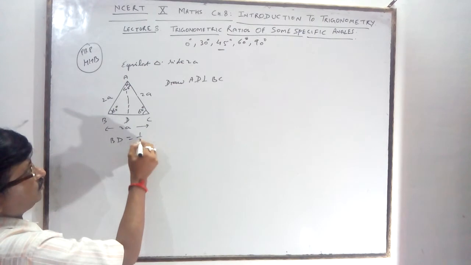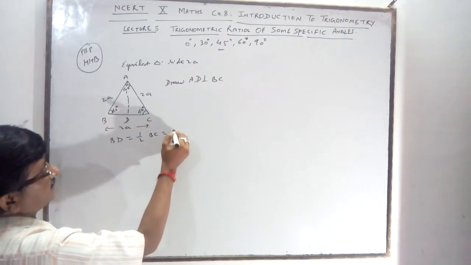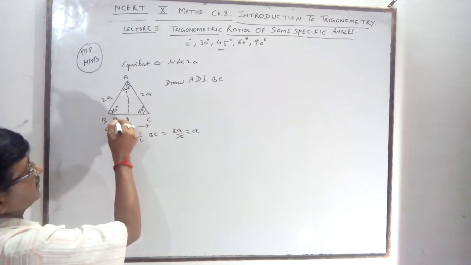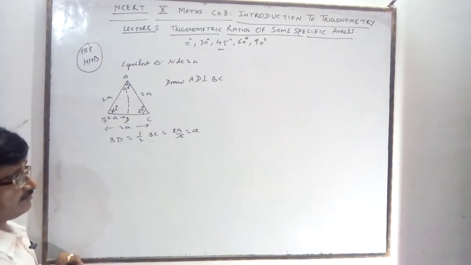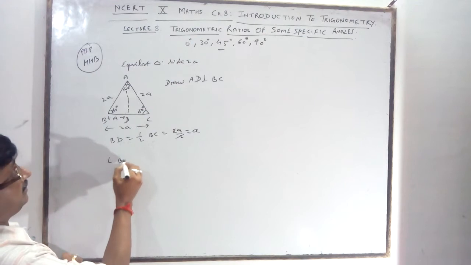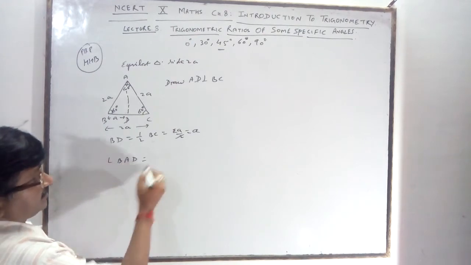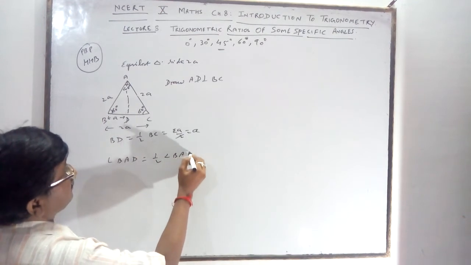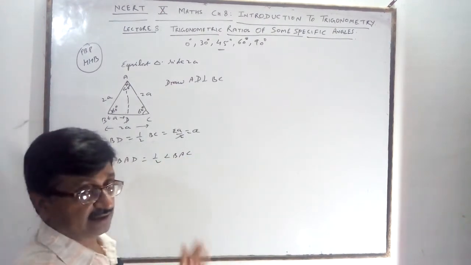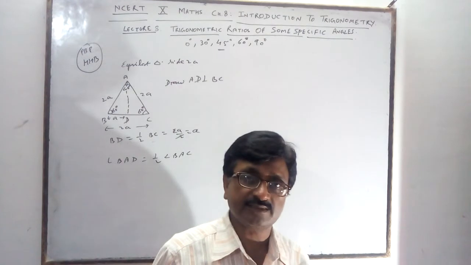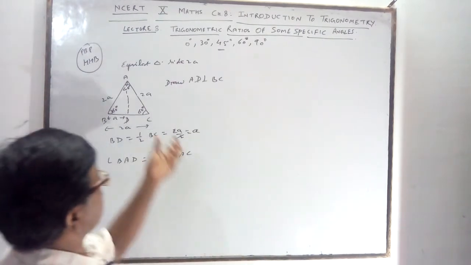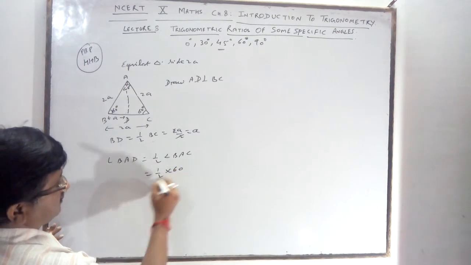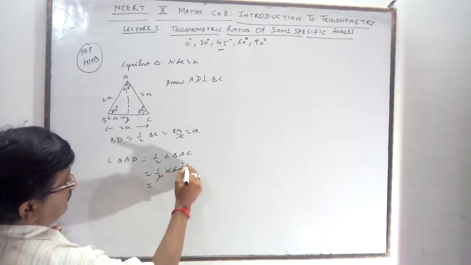So by the rule of an equilateral triangle, BD is equal to half BC. That is 2A by 2, so you are getting A here. And angle BAD is equal to half of angle BAC. Why? In an equilateral triangle, the altitude bisects the vertex angle. So here the vertex angle is also bisected. So 1 by 2 into 60, you are getting 30.